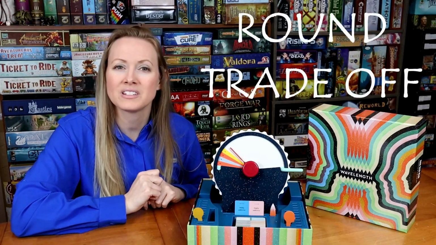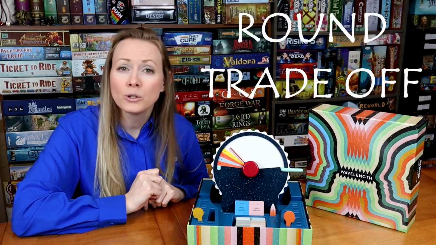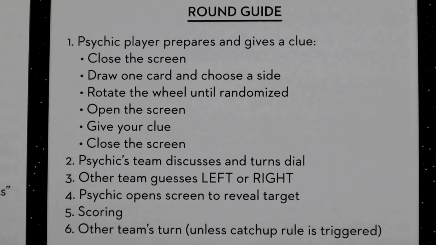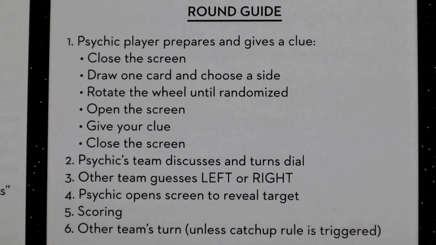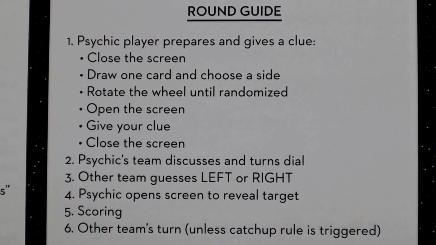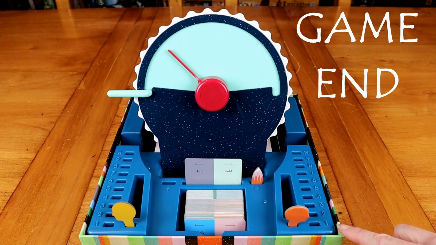Play will continue with teams taking turns, having a new clue giver give a clue to their own team while offering a chance for their opponents to jump in and maybe nab a point. Once a team reaches 10 points, the game ends immediately and they win.